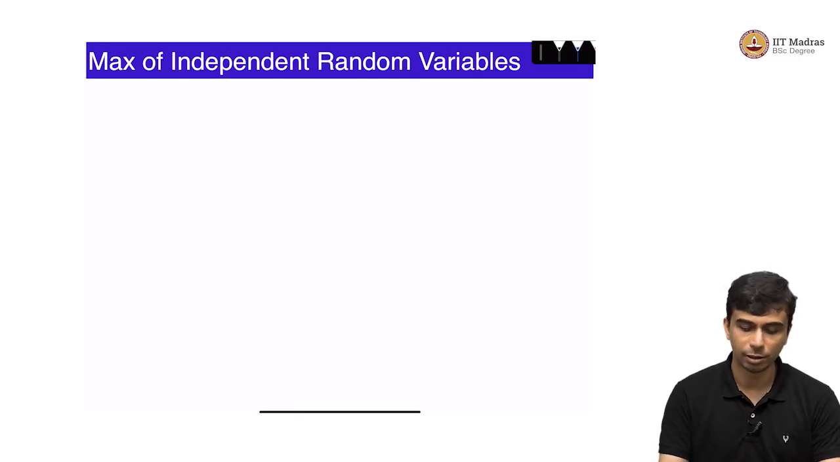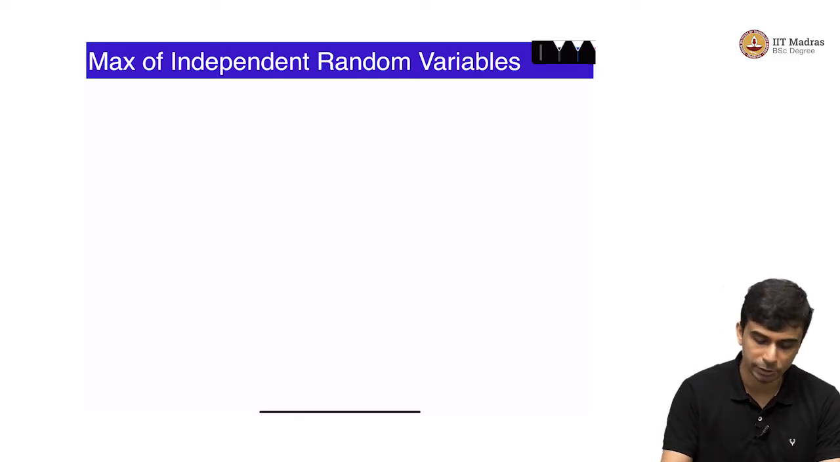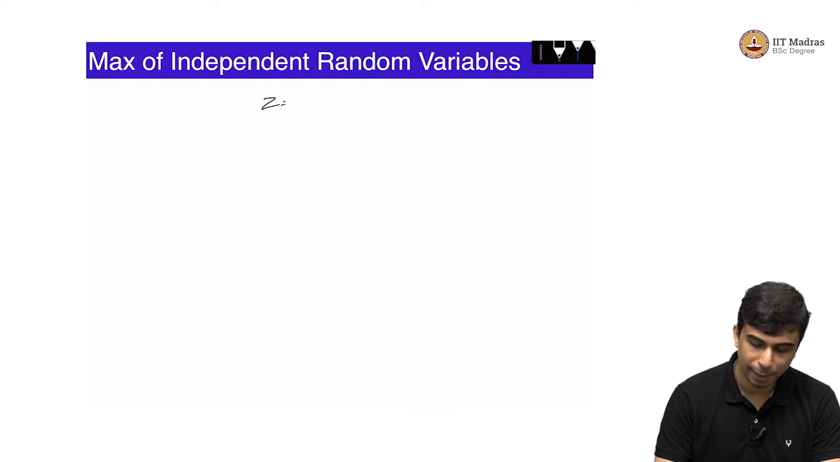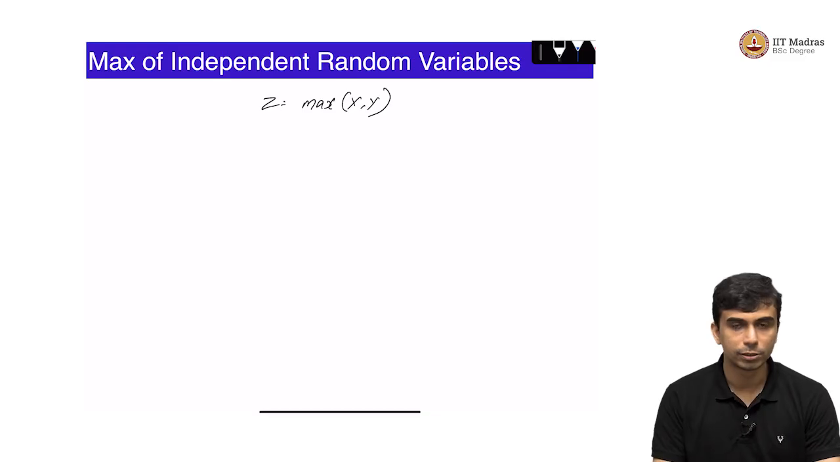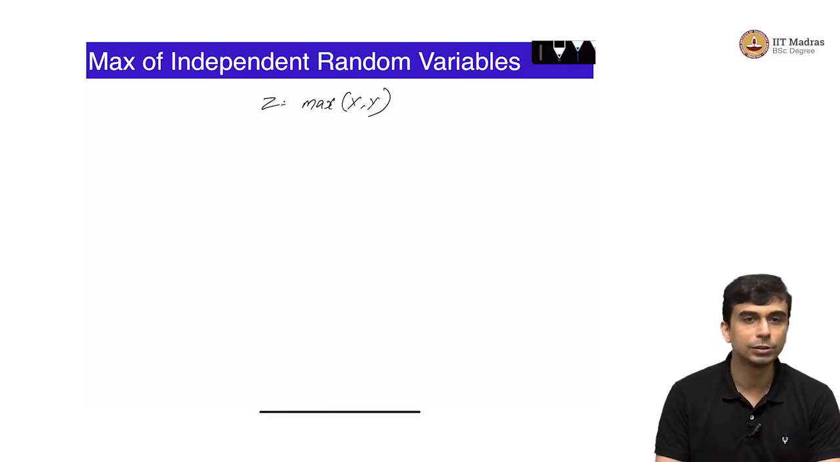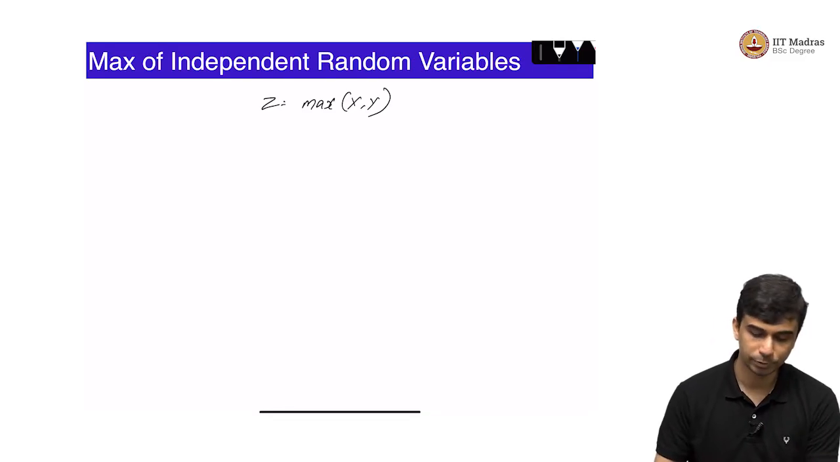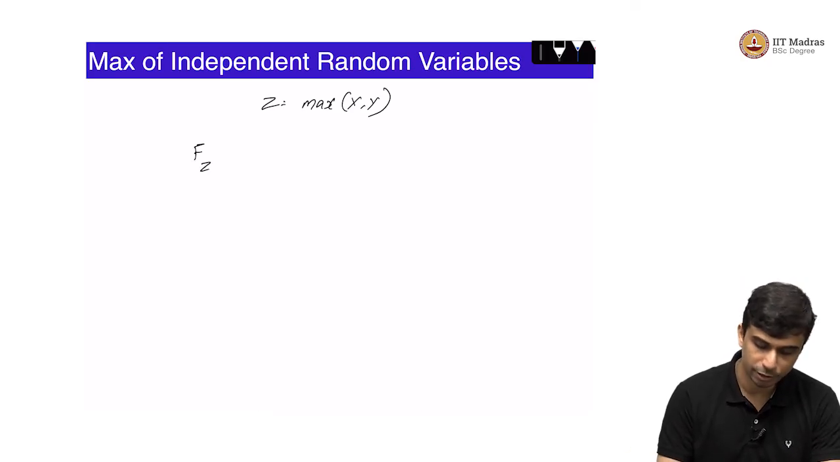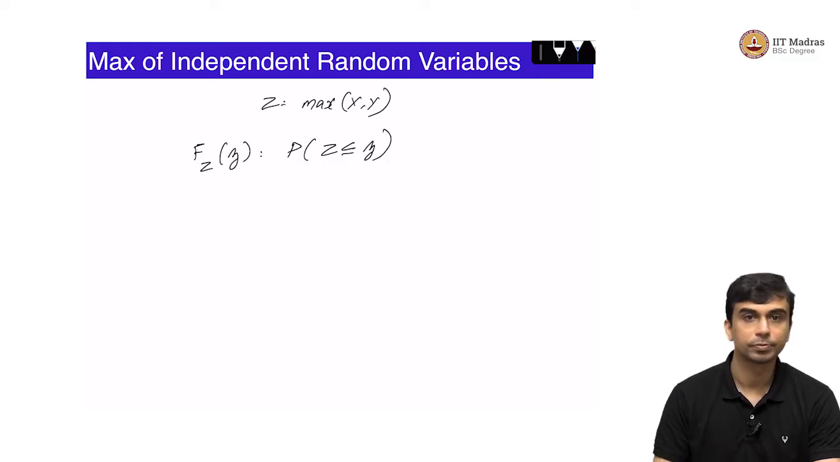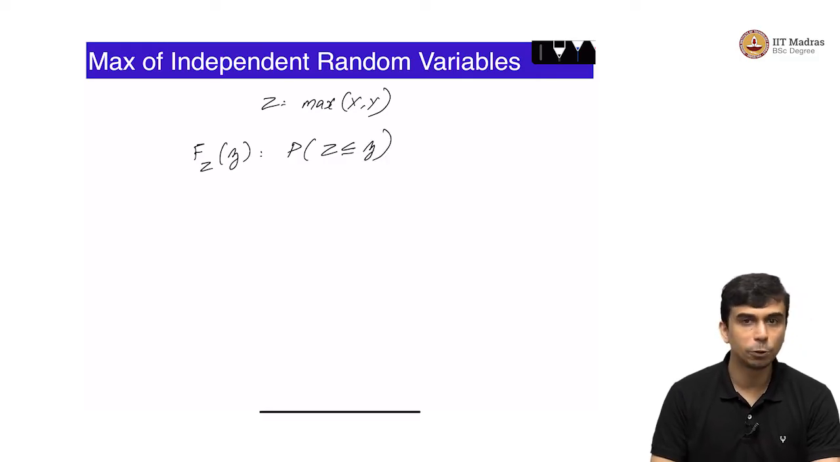Another operation that is often performed is the max operation. You can have X and Y, let us say, two independent random variables, and Z is the maximum of X and Y. For this particular operation you can use the tool of the cumulative distribution function. Right. What is the cumulative distribution function of Z? FZ of z is the probability of capital Z less than or equal to z. But Z is equal to max of X comma Y.